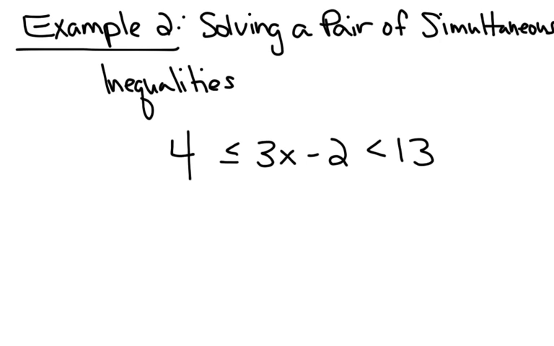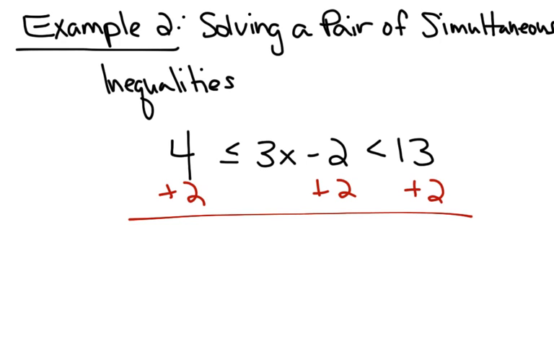Remember, when we solve an equation or an inequality, we want x by itself. Well, this particular inequality has 3 sections. It has the part that's on the left, the part that's in the middle, and the part that's on the right. I want x to be the only thing left in the middle. And I'm going to use the same rules for solving equations. I have to get rid of the minus 2 first. The thing is, though, that I have to add 2 to all 3 sections.